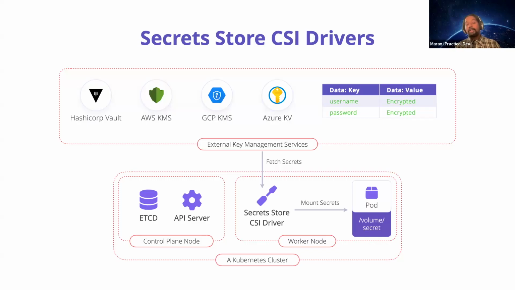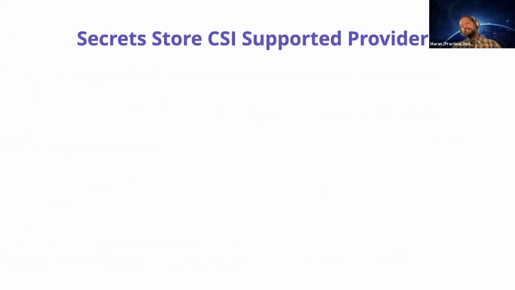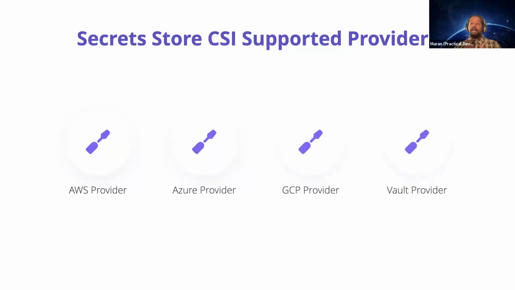Similar to Secret Store CSI driver, there's also one more solution called ESO, which expands as External Secrets Operator, which also brings secrets from an external key management store inside your Kubernetes cluster in a little bit of a different fashion compared to the Secret Store CSI driver. But those are two solutions you can use if you have secrets present externally already, and if you don't want to bother about the Kubernetes secret object itself, right? So the supported providers by the Secret Store CSI driver are AWS, Azure, GCP, and HashiCorp Vault, right?